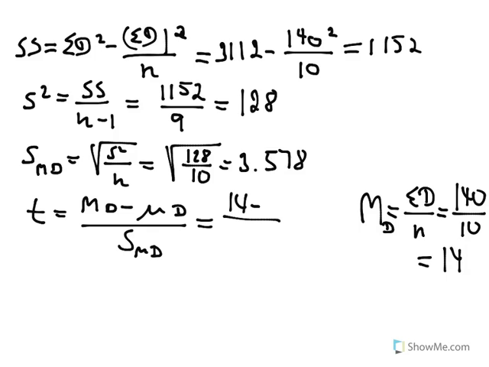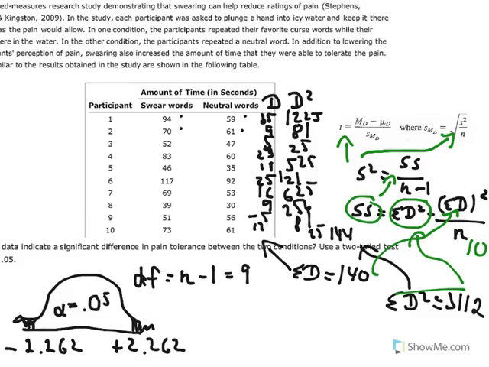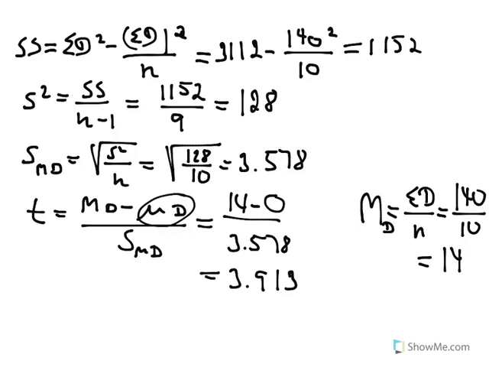Now it's just 14. Remember, this again is based on the null hypothesis, so this is going to be 0, divided by 3.578. And we get a t-value of 3.913. Our critical value that we determined was 2.262, so ours is larger, so we can reject the null hypothesis.